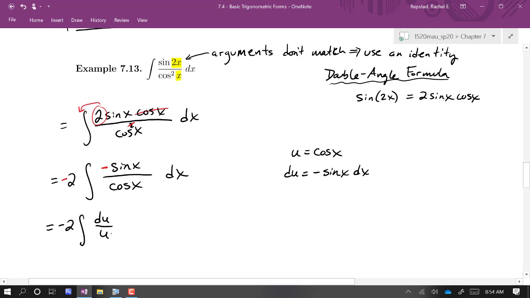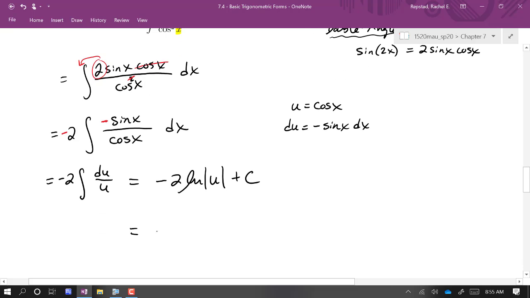This is, in fact, a log form. So we know how this goes. The integral of du over u is ln of absolute u. So we have negative 2 ln of absolute u plus a constant. And now I'm going to plug our expression for u back in. Minus 2 ln absolute cosine x plus a constant.